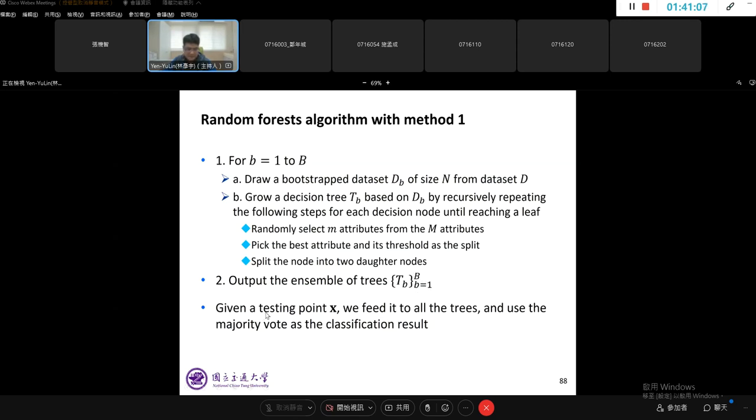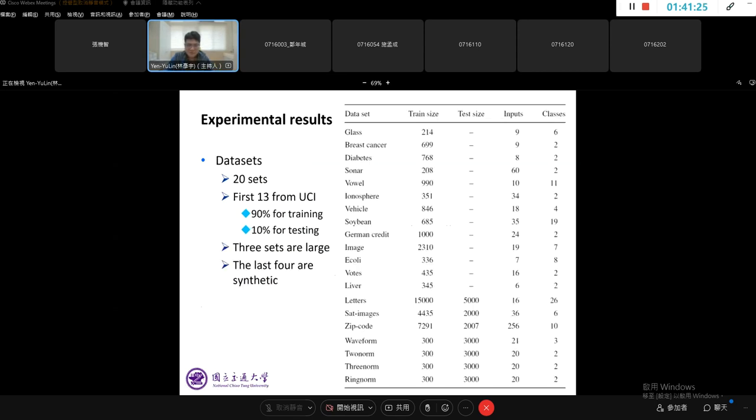Given a testing point or testing data point X, we feed this data point to all the decision trees and use the majority vote as the classification result. Okay, so this is the process of random forest. Let's look at some performance comparison among bagging, random forest, and AdaBoost.